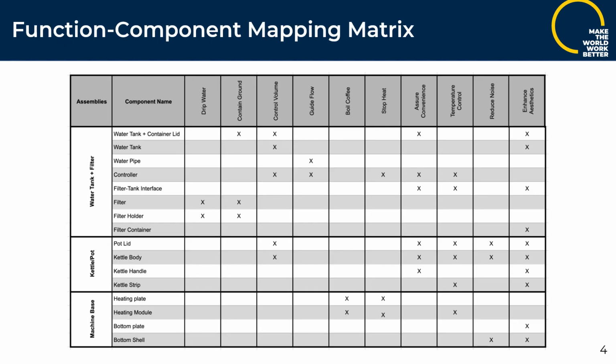Getting into the function component mapping matrix, it shows us the primary functions and secondary functions of most of the parts in the coffee system. And from this, we can see which parts have similar functions and use that to inform our design modifications as well as optimizing the overall system.